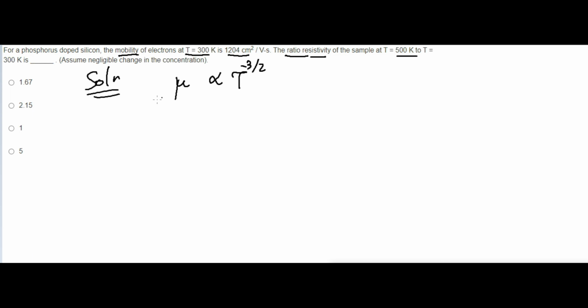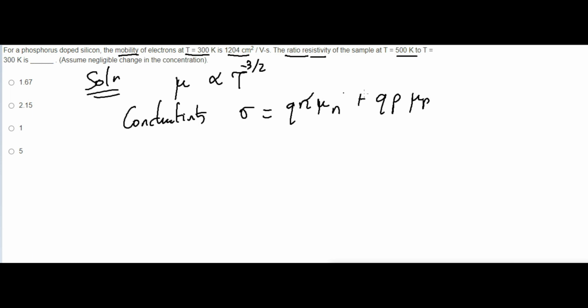Now the conductivity. I have to write the conductivity with respect to the speed. So sigma is equal to q, the charge of electrons, times n, the carrier concentration, times mu n. This is for electrons, and for holes I write p into mu p. Here you have n, here you have p, mu n, mu p. That's all the difference.